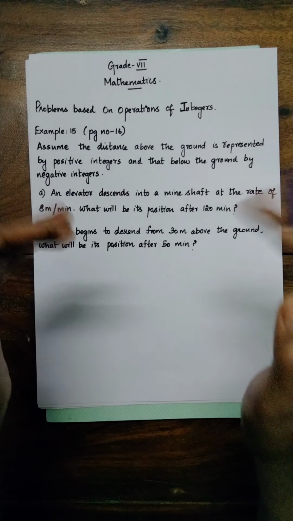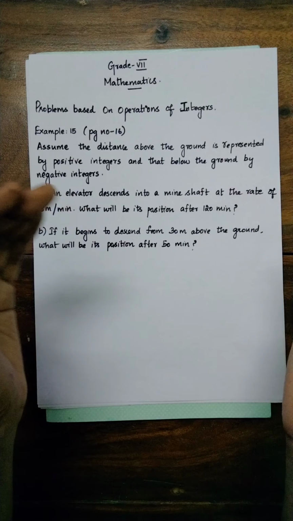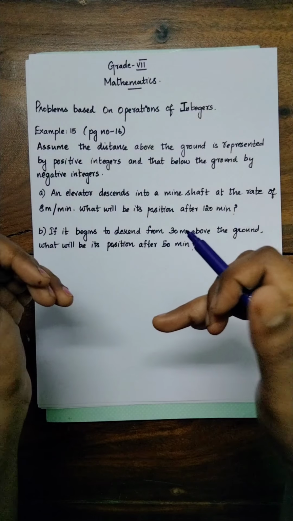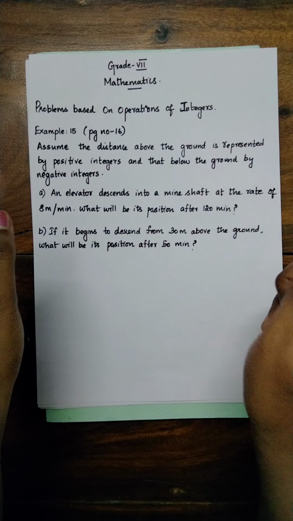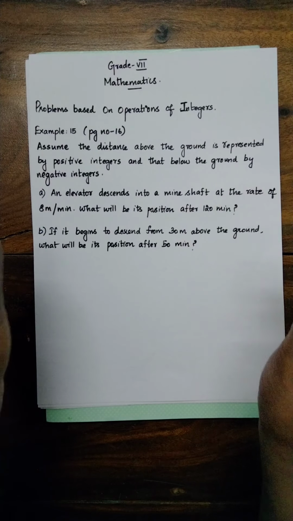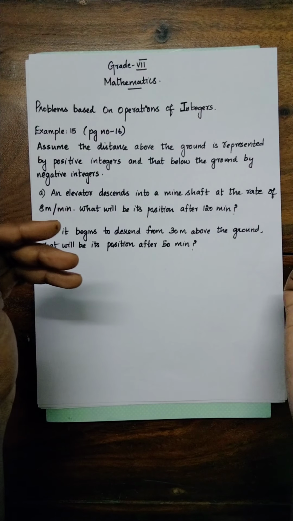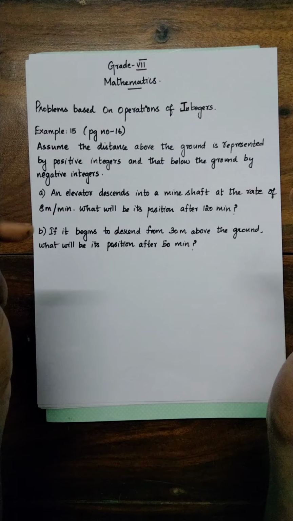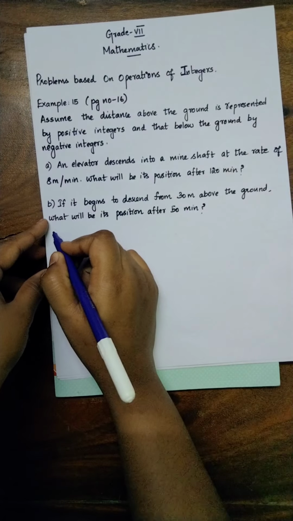An elevator means a lift. The lift descends into a mine shaft. That means the lift is going down into the mine shaft at a rate of 8 meter per minute. For 1 minute, it is going down 8 meter. Our question is, what will be its position after 120 minutes? Do you all understand this question? Okay, you can solve the problem. First, put the solution.